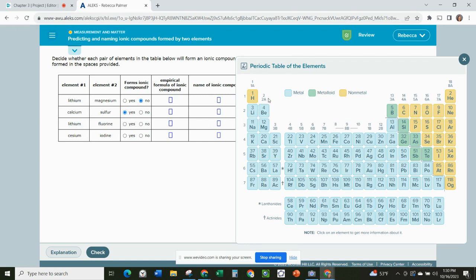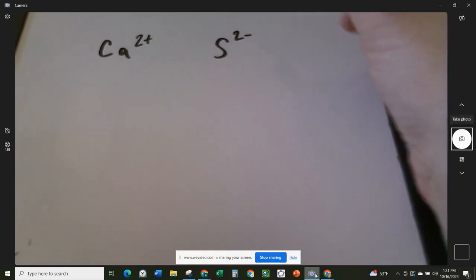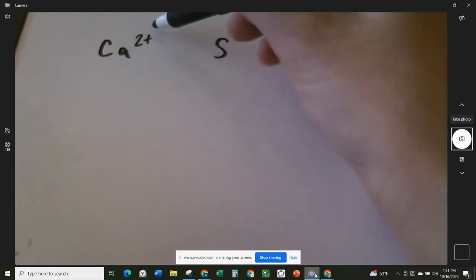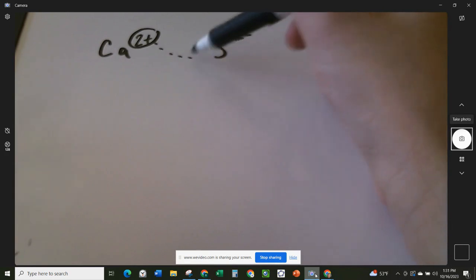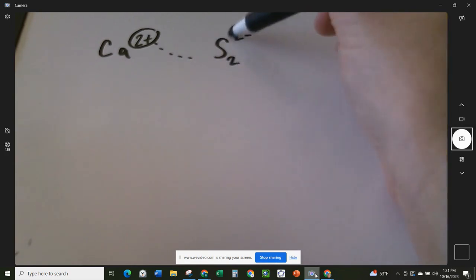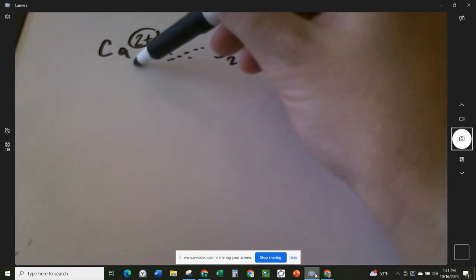Okay, so calcium was in this column. Everything in this column forms a 2+ charge. So I'm going to write that down really quick so that I remember that. And then everything over here in this column forms a -2. So sulfur is in the -2 column. Then for the empirical formula, we can crisscross the charges. So if we have a 2+ charge, we can bring that down, and the 2- charge, we can bring that down on the calcium.